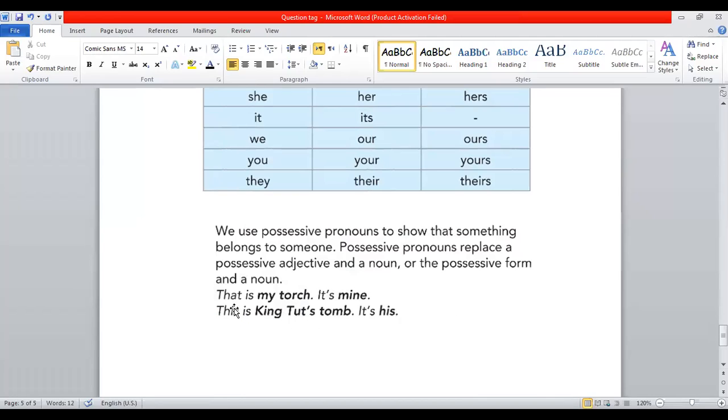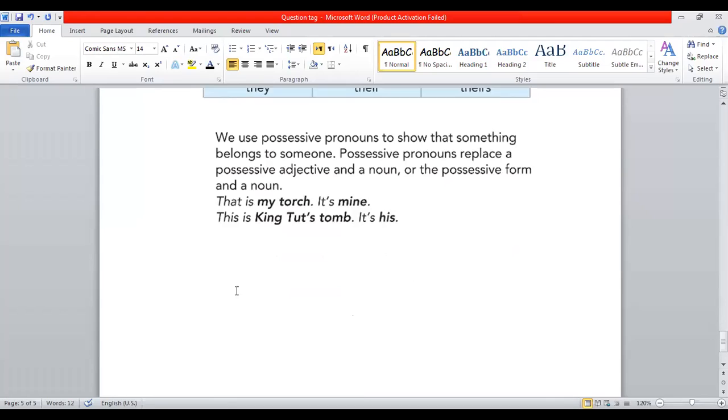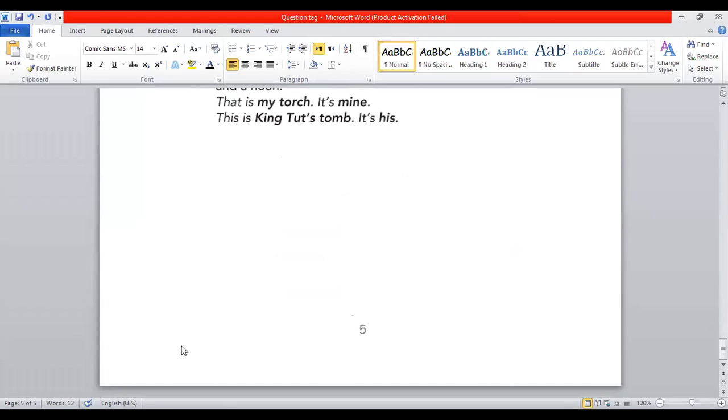Like this example: that is my torch. It's mine. My torch, but here it's mine. Without my, you cannot say it's my torch. It's wrong. This is King Tut's tomb. It's his. So we use the possessive pronouns to show that something belongs to someone. And possessive pronouns replace a possessive adjective and a noun. Now open your books, please, on Close Up, student's book, page 76.